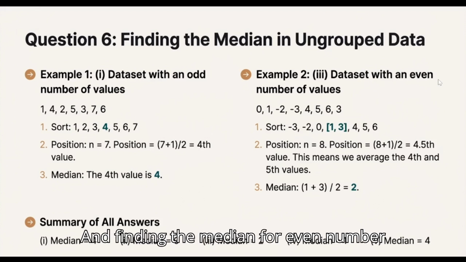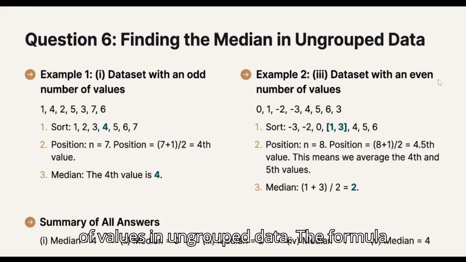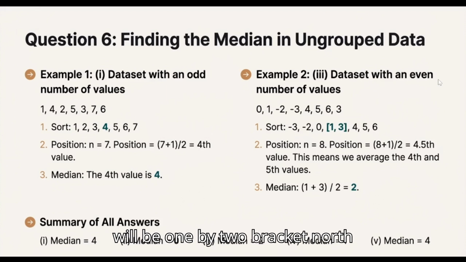And for finding the median for an even number of values in ungrouped data, the formula will be 1 by 2 bracket, n by 2 th plus n plus 2 divided by 2.